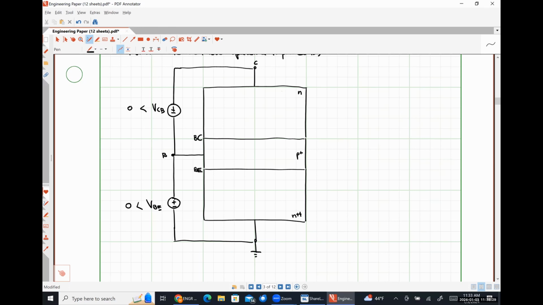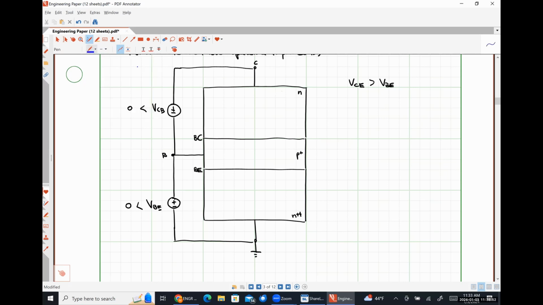Another way to think about this is that the collector emitter voltage, VCE, must be greater than the base emitter voltage, VBE, in order for us to be in the forward active region, right? So hopefully this makes sense.